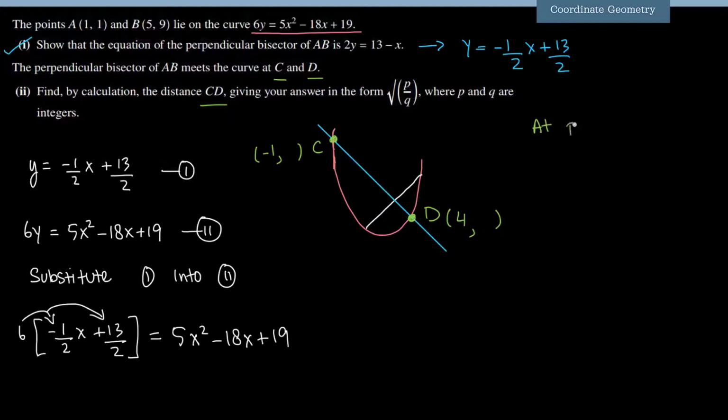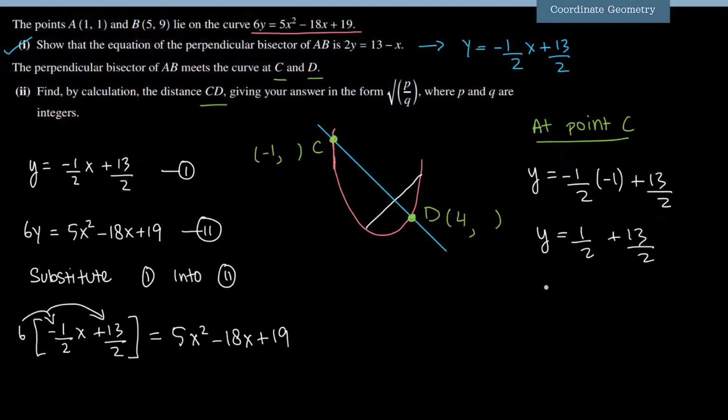So first at point C, the y coordinate is going to be equal to minus 1 upon 2 x, and the value of the x coordinate is minus 1, so minus 1 upon 2 times minus 1 plus 13 upon 2. Minus 1 upon 2 times minus 1 is positive 1 upon 2, and 1 upon 2 plus 13 upon 2 is equal to 7. So the coordinates of point C are minus 1, 7.